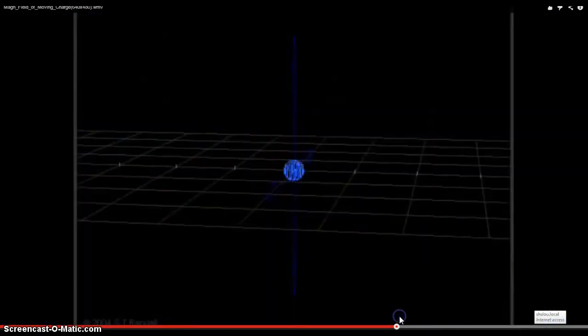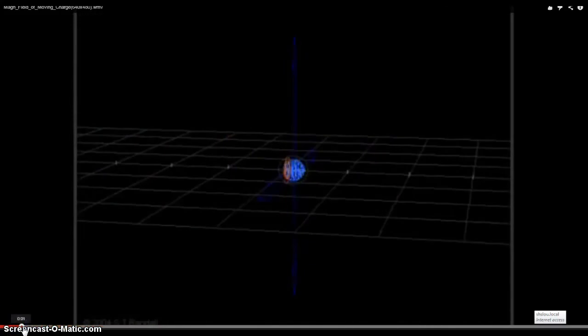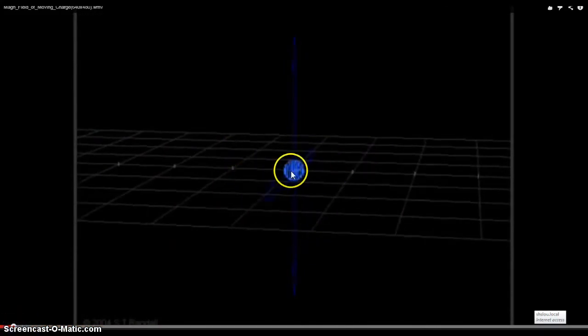Now, a couple of things that are wrong about this. This is a great animation. There's a couple of things that are wrong. The faster the particle is going, the faster the charge is going, because this is charged now. It has to be charged to produce a magnetic field. The faster the charge moves, the stronger the magnetic field. Okay? The stronger the field, the denser the field lines, the more closely spaced they are.